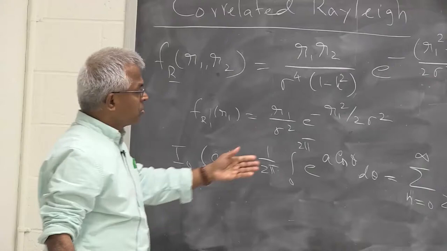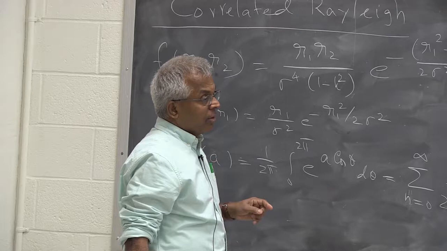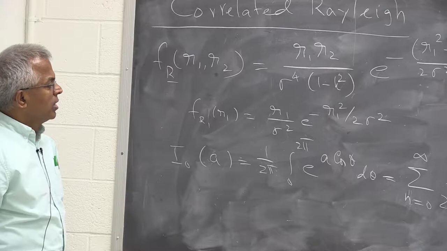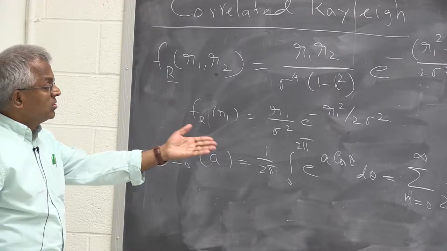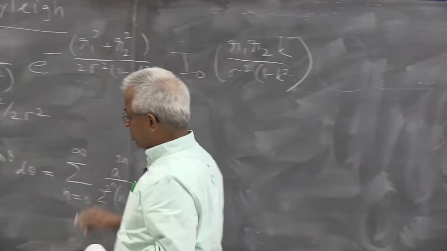The way you do this is you expand this. Notice that there will be terms of the form cosine theta to the power n, and that is a standard integral over n factorial. So when you substitute that, you will get this term. And notice that this is an even function, so only even powers are retained. So let me substitute this expression.